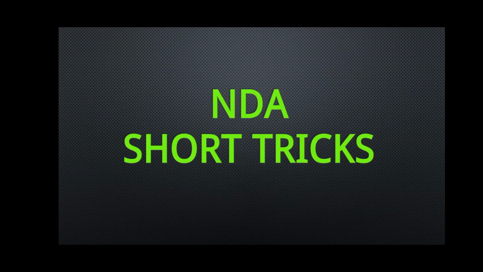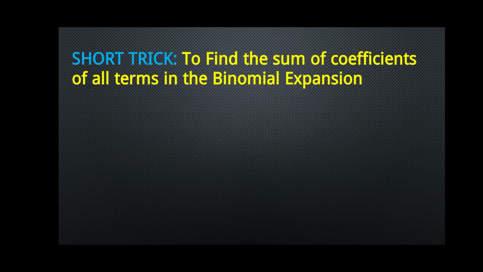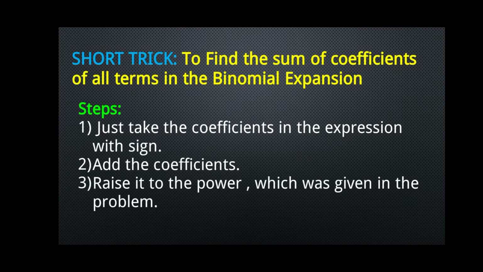Now I will give you an NDA short trick to find the sum of the coefficients of all terms in the binomial expansion. What are the steps involved? Just take the coefficients in the expression with sign and then add the coefficients. Raise it to the power which was given in the problem.